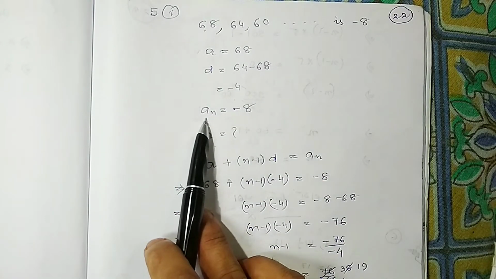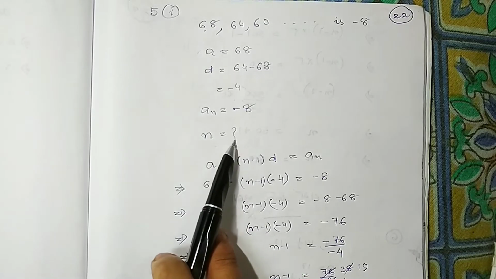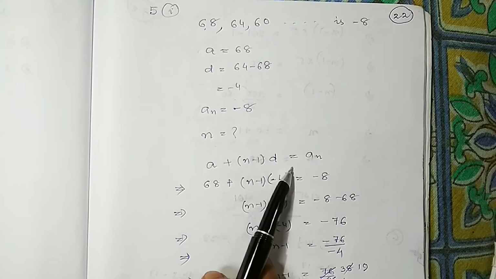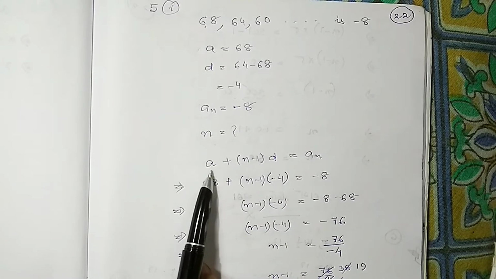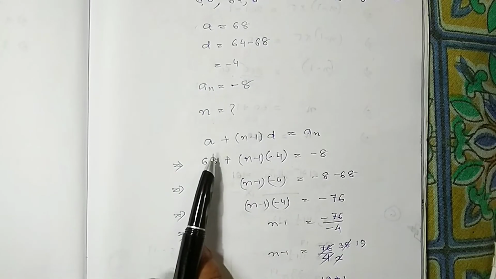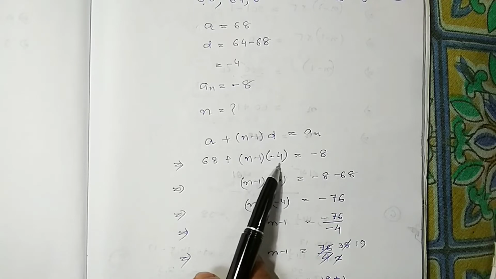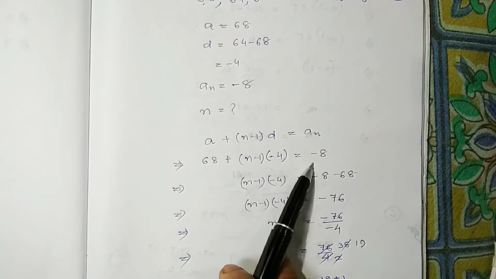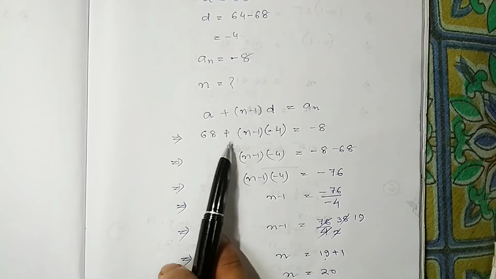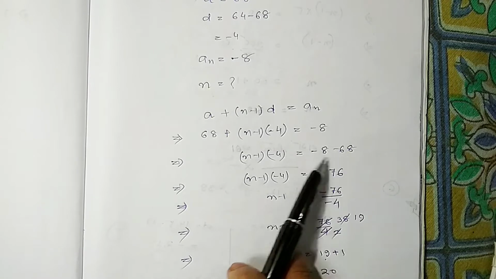And in the question it is given nth term is minus 8, and we have to find n. Since we know the formula a plus n minus 1 into d is a_n, we will just replace a by 68 and d by minus 4. So 68 plus n minus 1, d is minus 4, already we have calculated, equals minus 8. So (n minus 1) into minus 4 equals minus 8, and this 68 when we transfer to the other side, it will become minus 68.